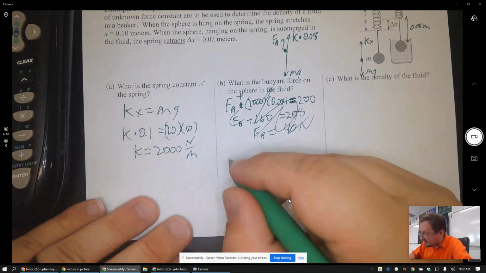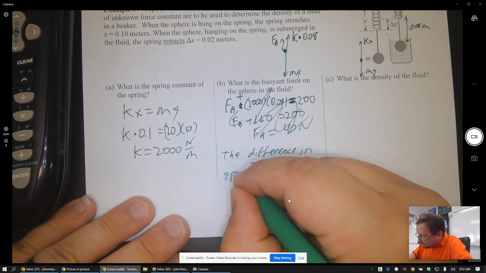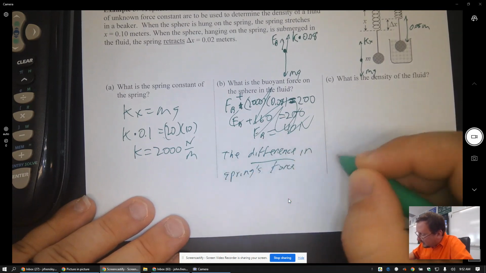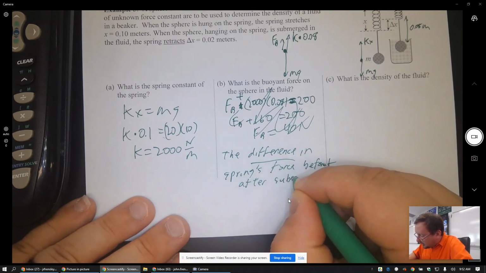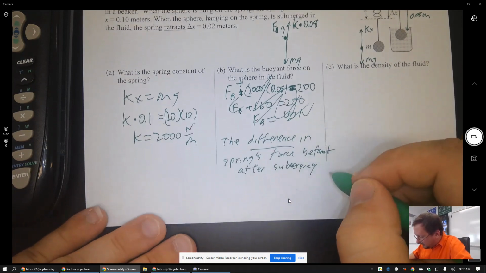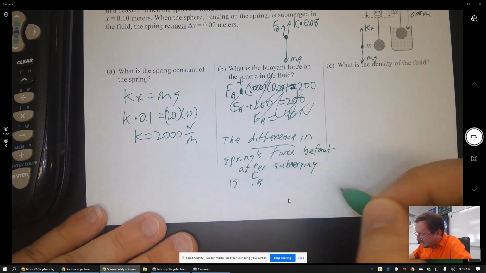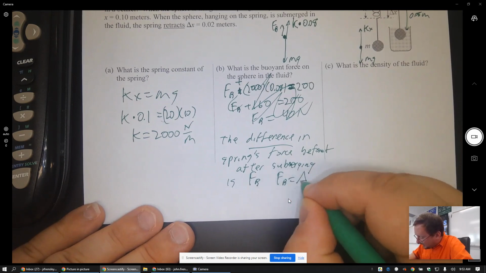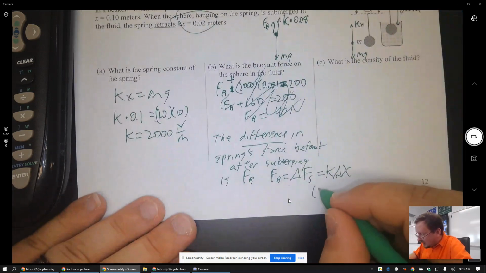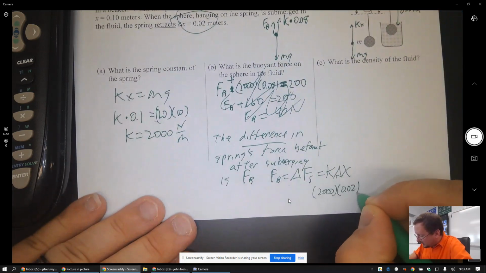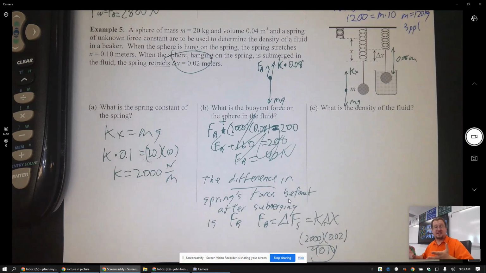Here's what would have been easier: to say the difference in the spring's force before and after submerging is the force of buoyancy. So then the force of buoyancy is delta the force of the spring, which is k delta x. The delta x is 0.02. So 2,000 times 0.02 gives you the 40 newtons also. And that's easier to understand. It's just how much does the spring's force change?